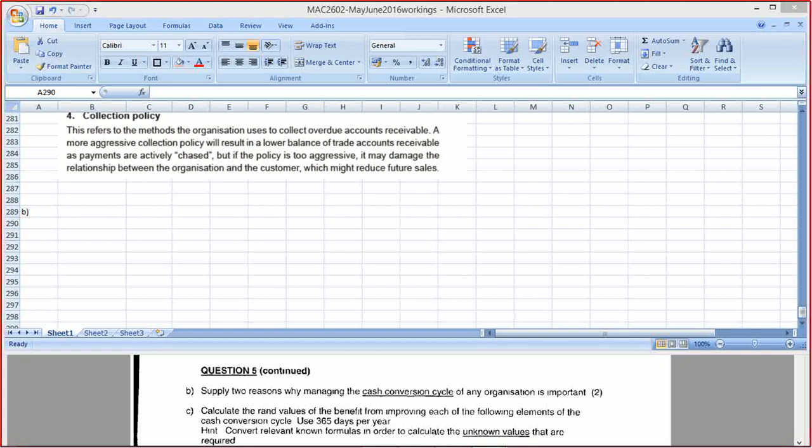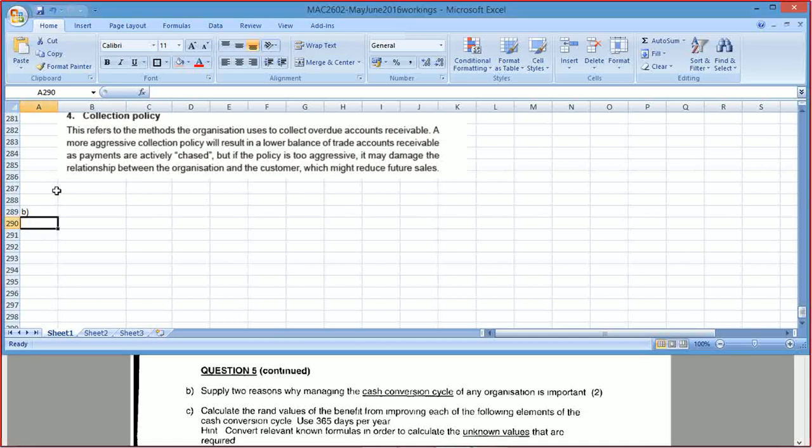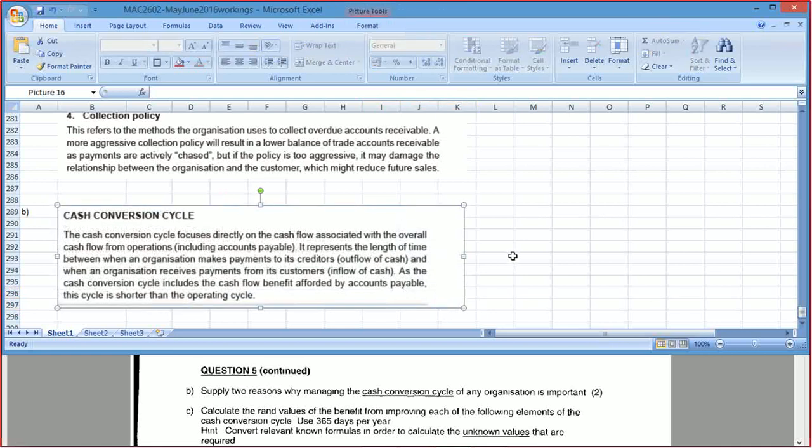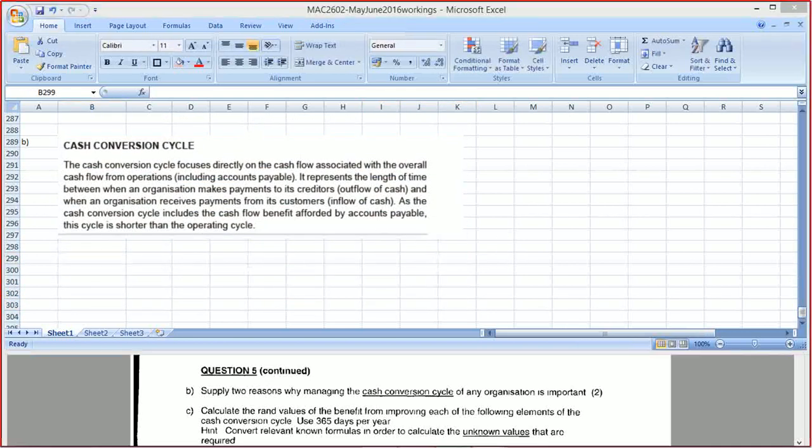Supply 2 reasons why managing the cash flow is important. Okay, so the first thing would be to describe what the cash conversion cycle is. Okay, so this is the definition that the textbook gives you for the cash conversion cycle. Okay, we're looking at why is it important to manage it. Well, you would want to reduce your inventory, and you would want to reduce your debtors collection, and you would want to pay as late as possible. Yes, sir.